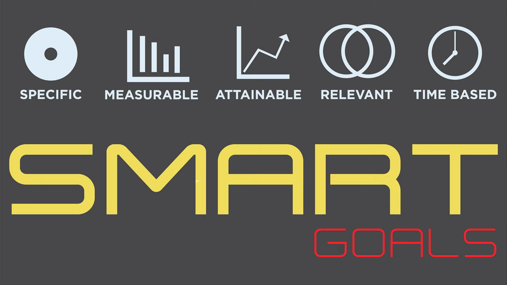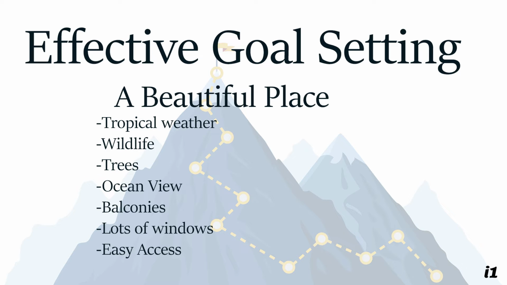In other words, let's turn this objective into an effective goal. So first, in terms of specificity, a beautiful place for me will have the following characteristics. It's tropical or mostly sunny weather. There's wildlife, lots of trees, a view of the ocean or some kind of body of water, balconies or porches so I can enjoy the weather, lots of windows so I can enjoy the view, and easy access to utilities, roads, food, and other people.